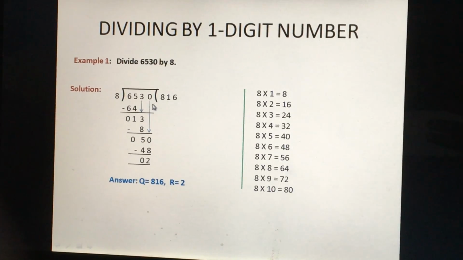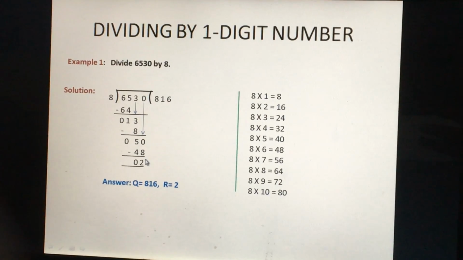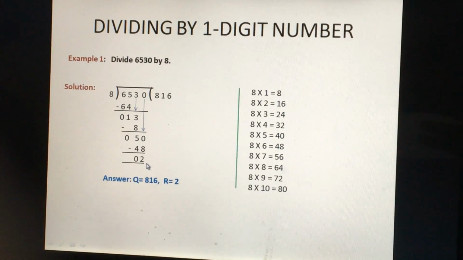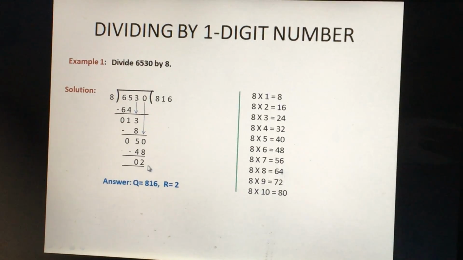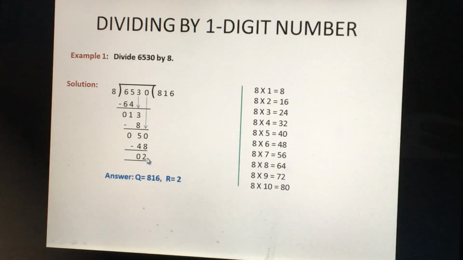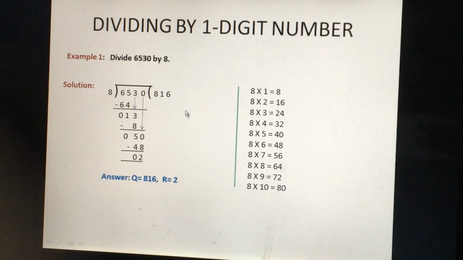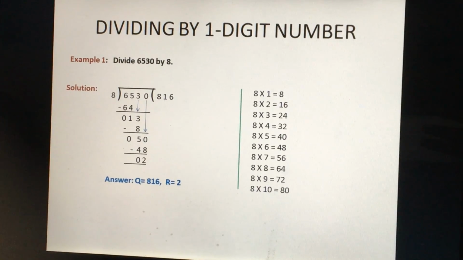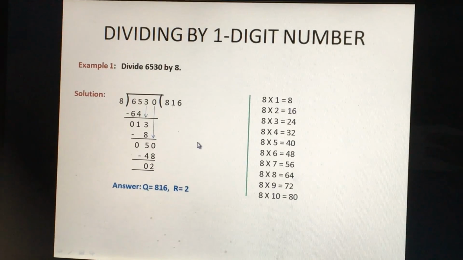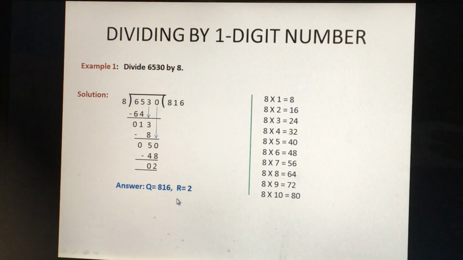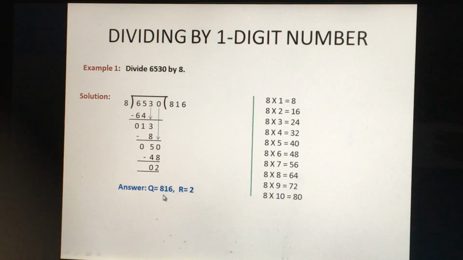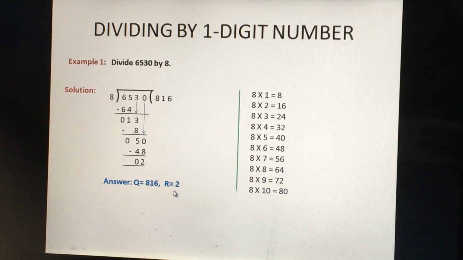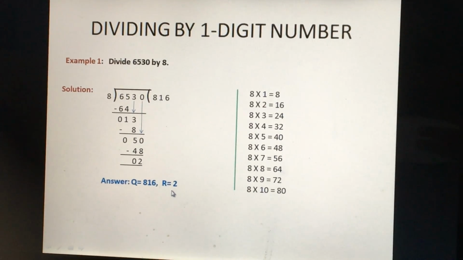Now we don't have any other digit left that can be brought down. That means our division is complete. We will stop here. Now this number 2 which is left is known as the remainder. And the answer of the division, the quotient, is 816. After completing the division, it is very necessary to write the answer. So what is the answer of this question? 816 is the quotient and 2 is the remainder. In this way we have to do the division.